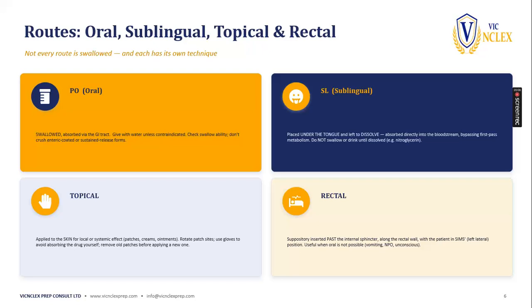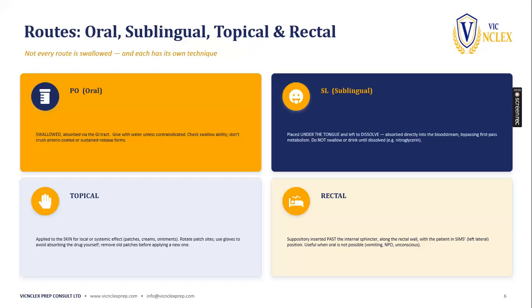Then topical can come in the form of patches, creams, or ointments. When we are using a patch, one of the rules of NCLEX is that you have to rotate the patch. If you put it on this side one day, the next day you have to rotate it to the other side. Before you apply that patch, you need to use gloves, because if you touch it with your bare hand, your skin can easily absorb it. So when you want to apply a patch to a patient, make sure you wear gloves. Are you following? So that you prevent your skin from absorbing it. So take note of that. And then you remove the old patch before you place a new one. So that's the thing.